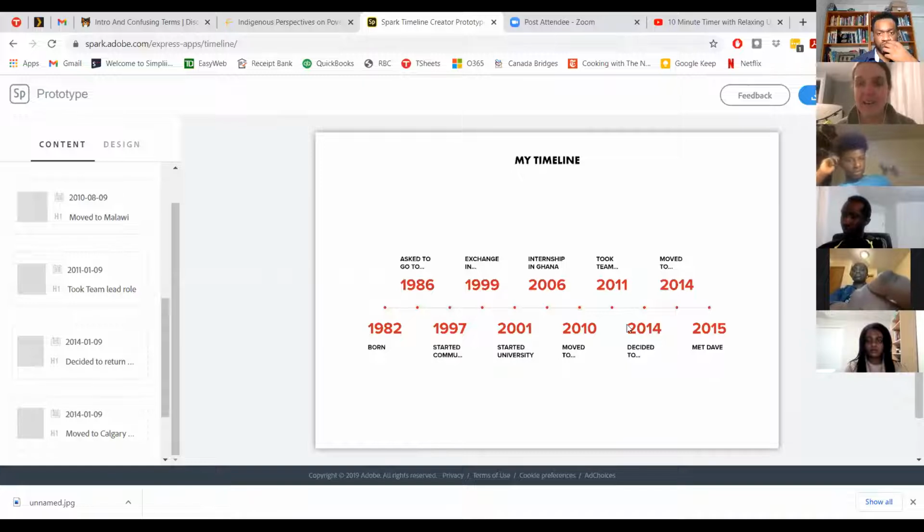Other things I have on here, I ended up moving to Malawi for 4 years in 2010, and then decided to move back. Those were really big turning points and things that contributed to who I am and where I'm at. I met Dave in 2015 is the last thing I got. That's as far as I got. That's when I met my current partner. So those are types of things that you can think about that are important to you. Everyone's is going to look really, really different.